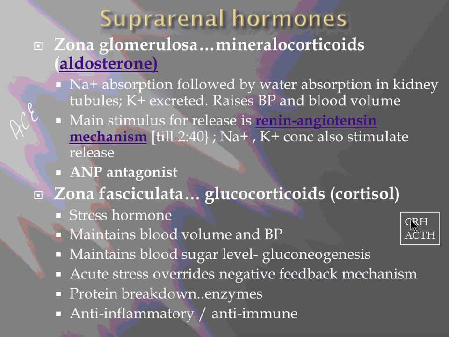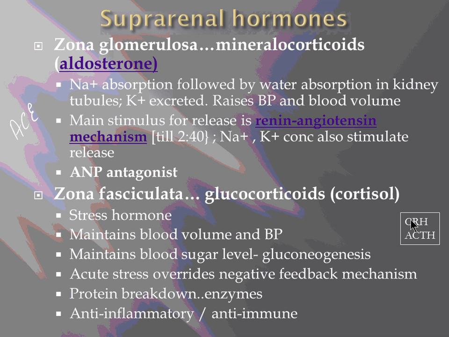So let's look at some of the actions of cortisol or these glucocorticoids. When they are present in optimal levels, they help your body deal with stress. So what they help do is maintain blood volume and blood pressure, because they make your blood vessels more sensitive to epinephrine and norepinephrine. So that's how they help to maintain blood pressure and blood volume.